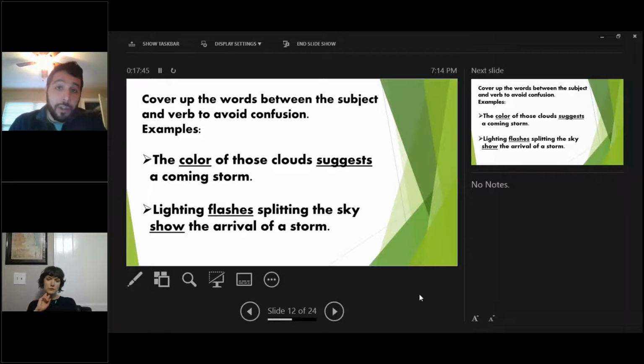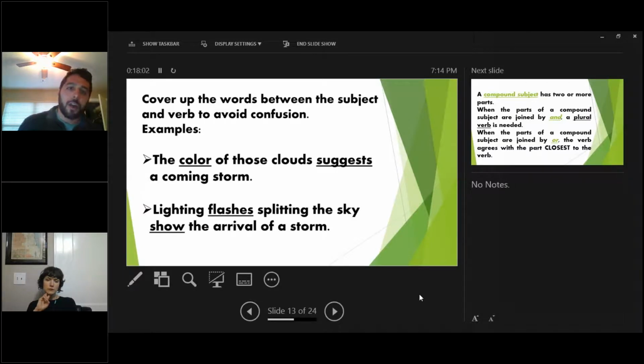The color of those clouds suggests a coming storm. So the clouds suggest a coming storm. If it was just the clouds, that's a plural subject, and it would need a plural verb, suggest, with no S. But here we're talking about the color of those clouds. The color is a singular subject, and so it needs a singular verb, suggests, with an S. Those clouds might confuse you a little bit, but you really want to make sure you understand that the sentence subject is the color of those clouds, a singular subject.